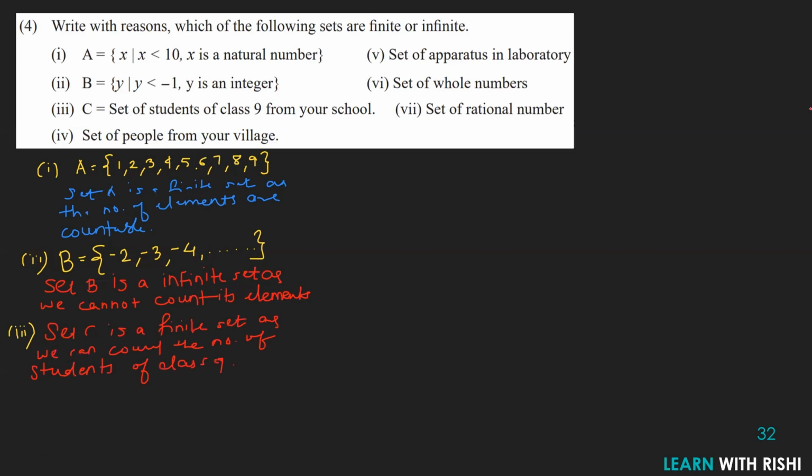Let us move to the fourth question. Set of people from your village. Is this a finite set or infinite set? Finite set because we can count the number of people living in a village. It is a finite set as we can count the number of people living in a village.